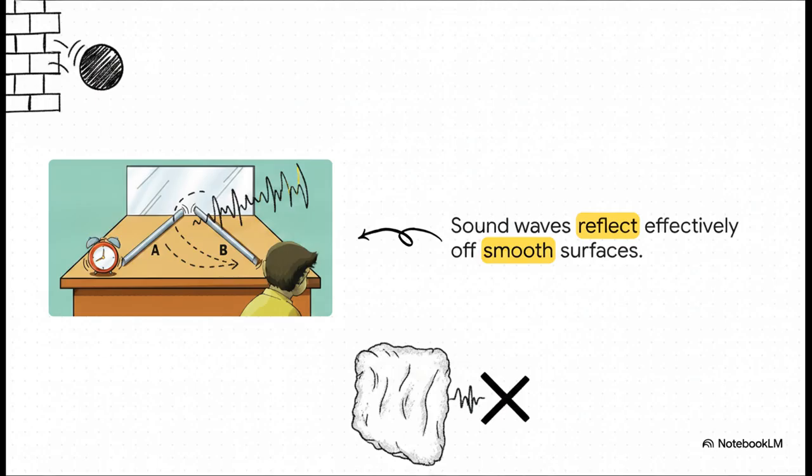Look at this classic setup. If we stick a ticking clock at the end of one tube, that sound wave travels up, hits the smooth glass pane, and bounces right down the other tube to your ear. But here's the catch. If you swapped that glass out for a soft, fuzzy cloth, the sound would get muffled. Smooth, hard surfaces are absolutely key for a good reflection.